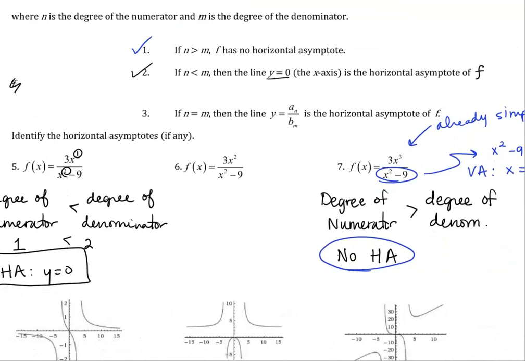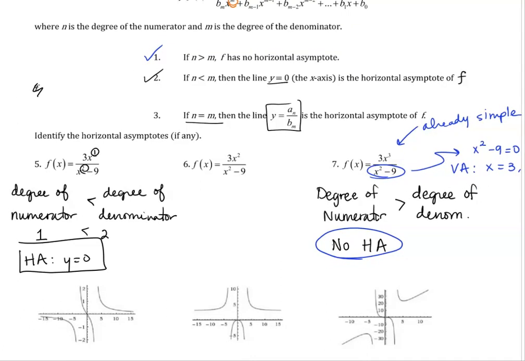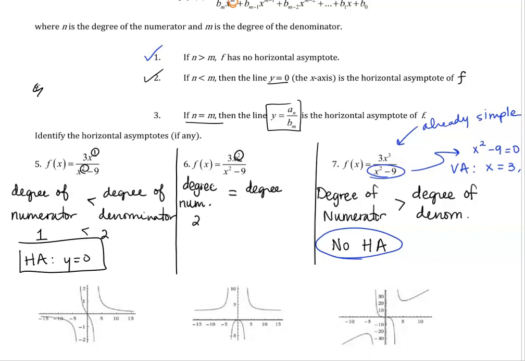Number 3 tells us if the degree of the numerator is equal to the degree of the denominator, then we take the ratio of the leading coefficients. And that's exactly what we have going on in number 6. In number 6, the degree of the numerator is 2, which is equal to the degree of the denominator, which is also 2. So how we find our horizontal asymptote, we always start with y equals, and this tells us to take the ratio of the leading coefficients.